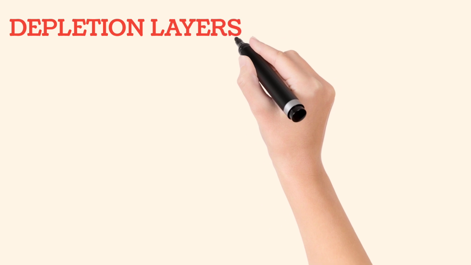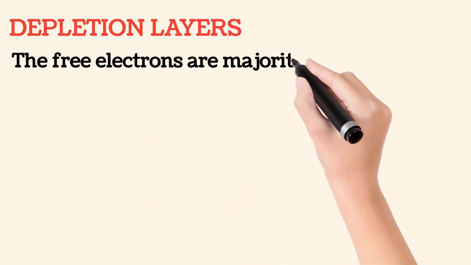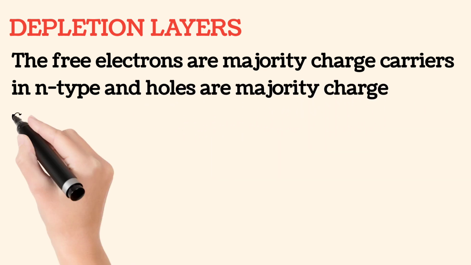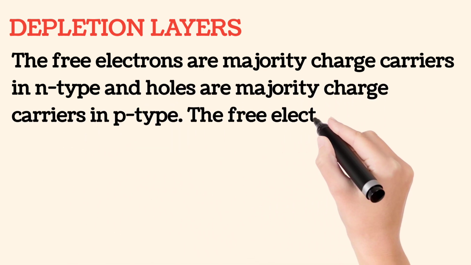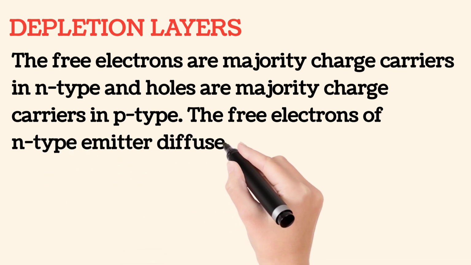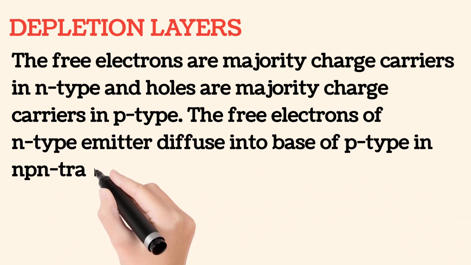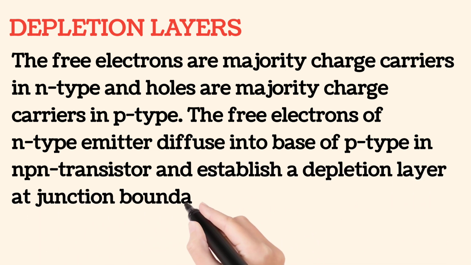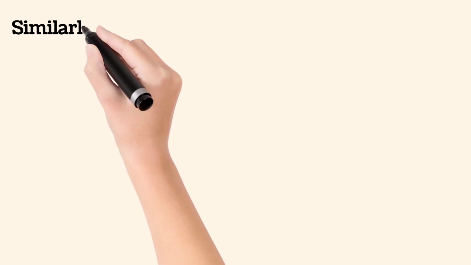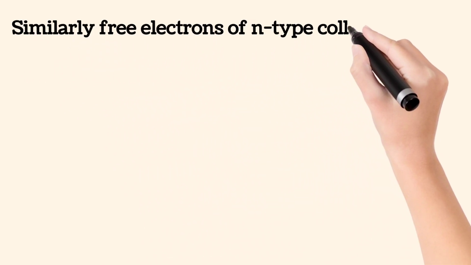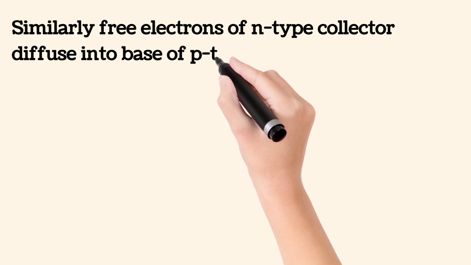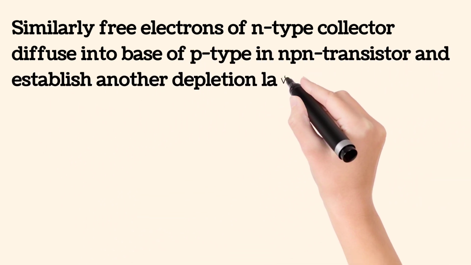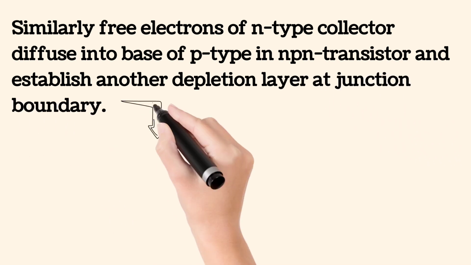Depletion layers. The free electrons are majority charge carriers in N-type and holes are majority charge carriers in P-type. The free electrons of N-type emitter diffuse into base of P-type in NPN transistor and establish a depletion layer at junction boundary. Similarly, free electrons of N-type collector diffuse into base of P-type in NPN transistor and establish another depletion layer at junction boundary. As shown in figure.